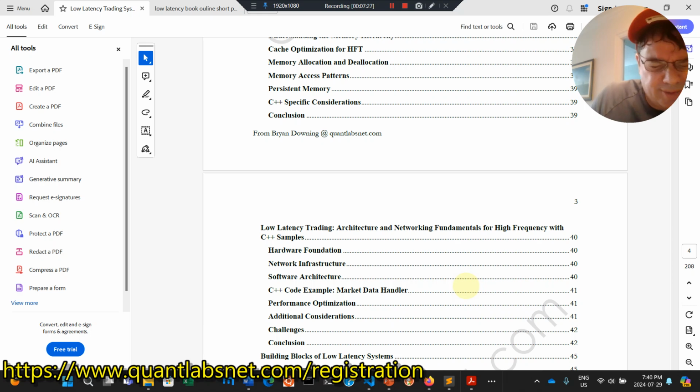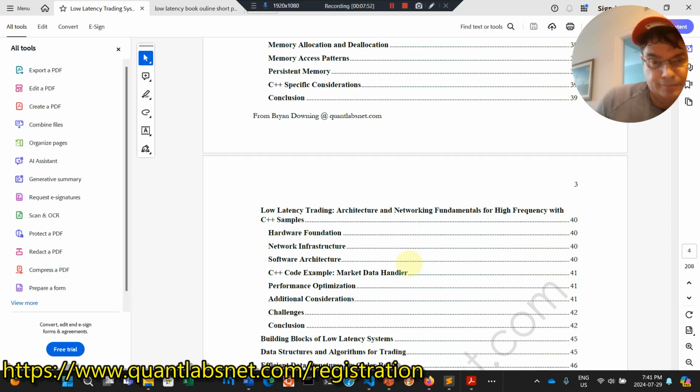And again, I've mentioned this before. If you're new to programming, this book is going to be probably a more advanced book for you. So understand programming, specifically C++ as well, because it will really help you understand it easier so you won't get frustrated. Okay, so now we talk about architecture and the networking fundamentals.